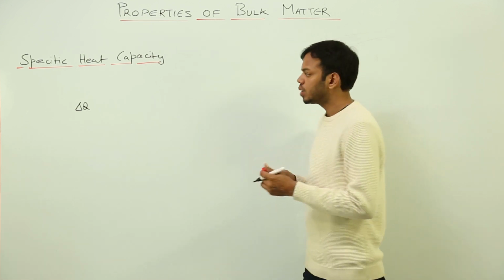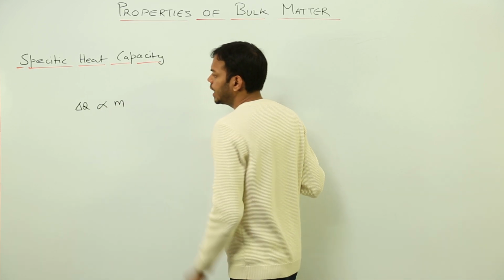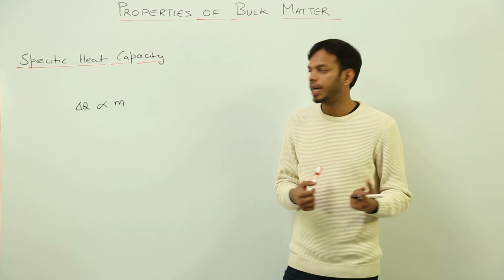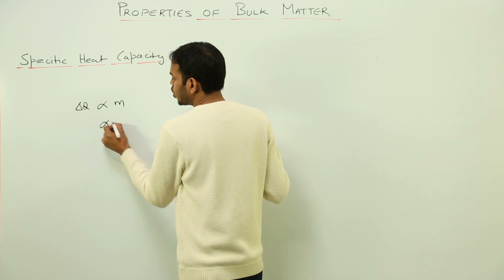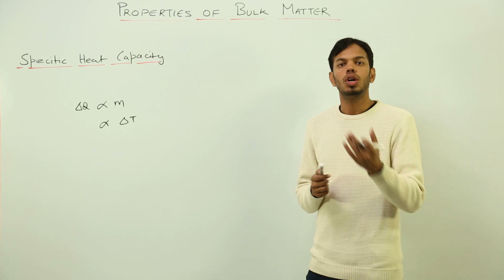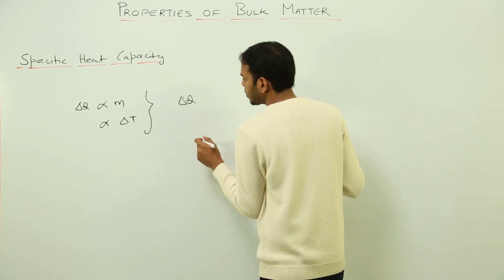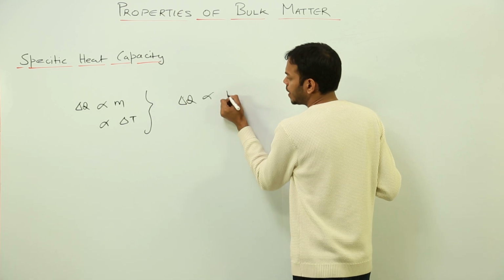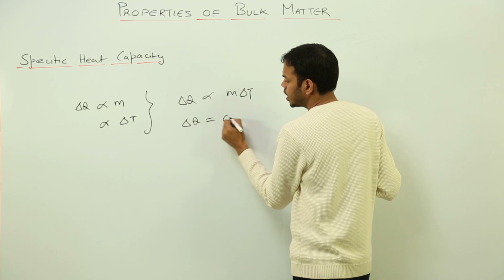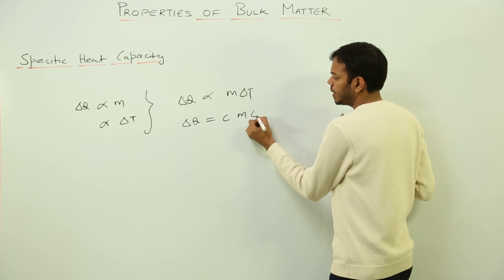Initially, mass. Heat given to a body will be directly dependent on the mass of the body, because the more the mass, the more heat is going to be absorbed by the body. Secondly, heat given is also directly proportional to the change in temperature of the body. You supply more heat, it will undergo more change in temperature. Combining these two factors, the heat is proportional to m delta T. So we place a constant of proportionality called C, which is called specific heat capacity, C times m delta T.